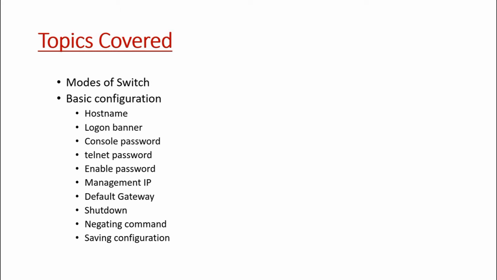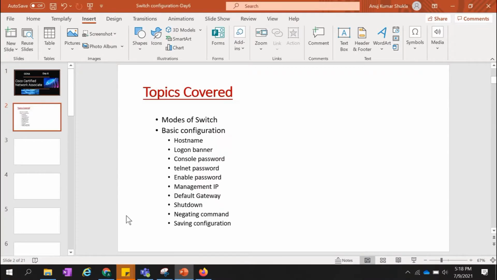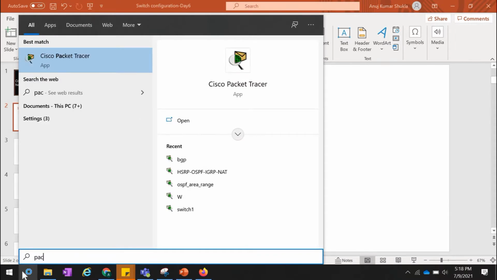Then we will start some basic configuration like changing the host name, setting up a login banner, console password, telnet password, enable password, and there are some other things. Let's take one example from packet tracer and then do the configuration. Okay, so let's start the packet tracer now.